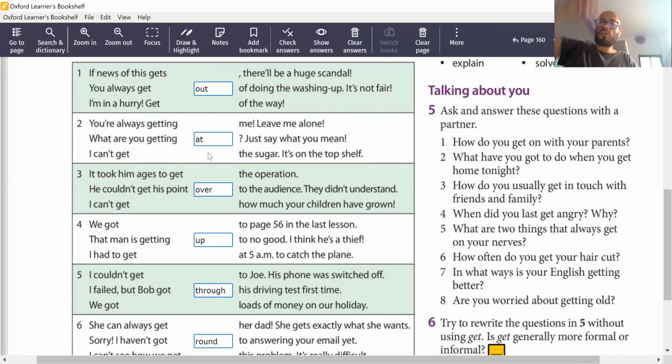That means reach. Then we have get over: recover, get over an operation, get over your ex. Sorry, he couldn't get his point over to the audience. That means no one understood. I can't get over how much you, that means wow, it's like surprise. I can't get over it, I can't recognize it.